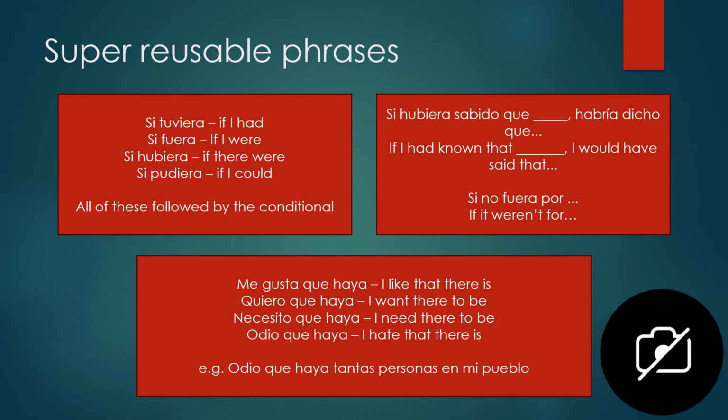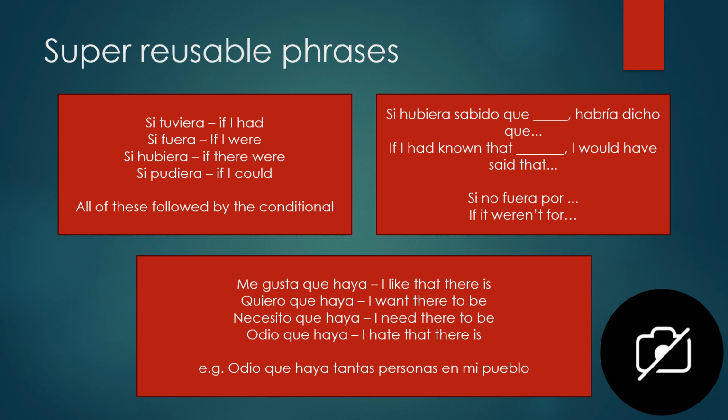Si hubiera, if there were. So si hubiera más parques en mi pueblo, if there were more parks in my town, what would you do? Would you be happy? Would you be sad? Would you play more football? Up to you. And si pudiera, if I could. Si pudiera vivir en España, me gustaría... you get the idea.